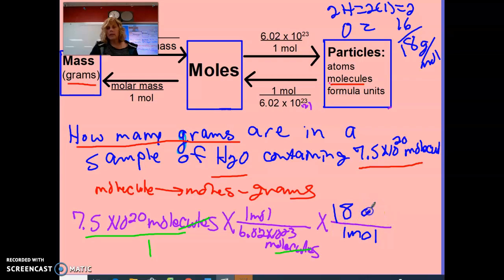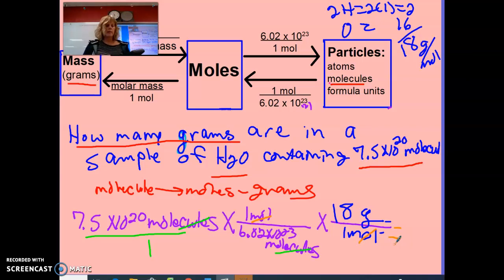18 grams. If I set this up right, which I'm pretty sure I did, moles cancels out because they're diagonal from each other. The only thing I'm left with is grams.